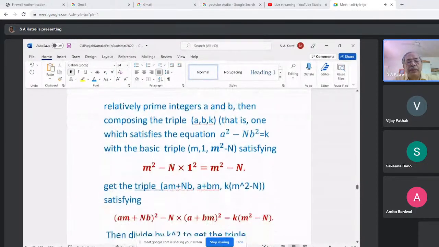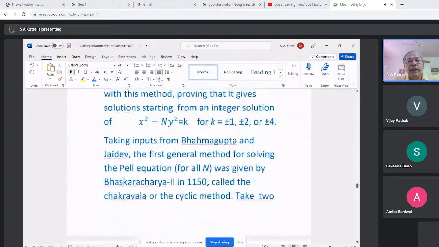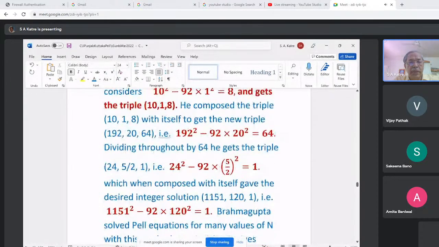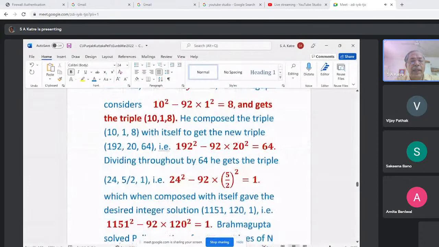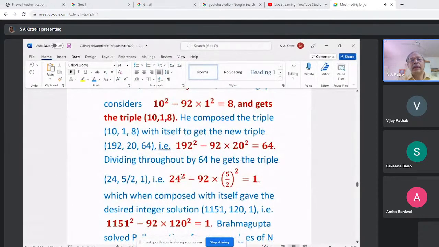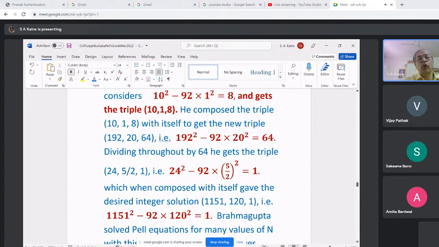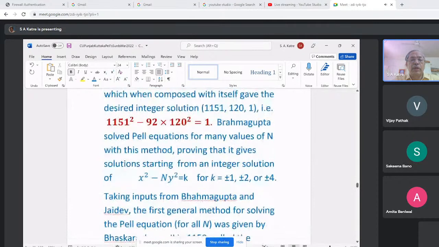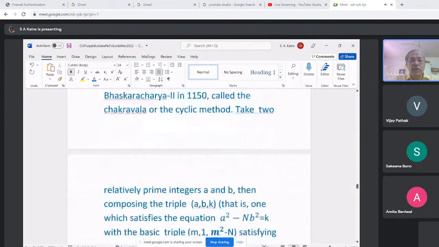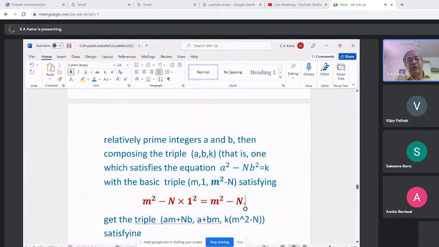So that this will also be small. Now, if you see in the previous method of Brahmagupta, he has obtained one solution and then composing with itself, he has got a new solution with different right hand side, and then you divide by 64, compose with itself, and ultimately get the solution. So here, the difference is you are trying some other auxiliary solution, which is again another, we can say, approximate solution in some sense.